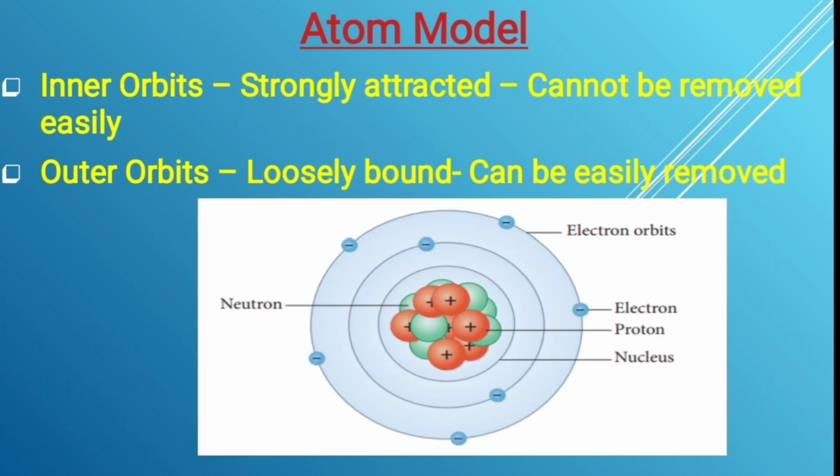Here, the electrons in the inner orbits are strongly attracted to the protons and neutrons, so they cannot be removed easily. But in the outer orbits, the electrons are loosely bound, so we can easily remove the electrons from one orbit to the other one.